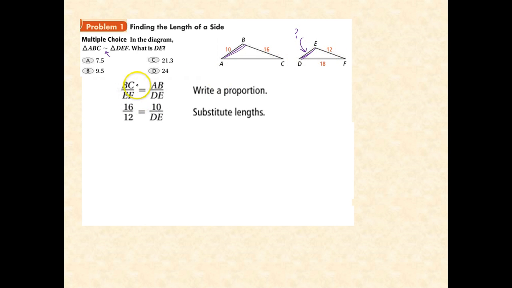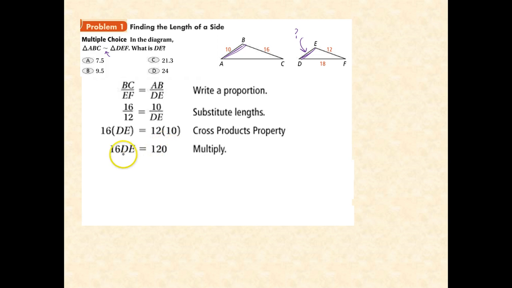So BC is 16 and EF is 12, so we substitute there, and then AB is 10, and then DE is what we're looking for. Now we can use cross products. 16 times the length of DE equals 12 times 10. Simplify a little. 12 times 10 is 120. Now we need to divide both sides by 16. And we get that the length of DE is 7.5.